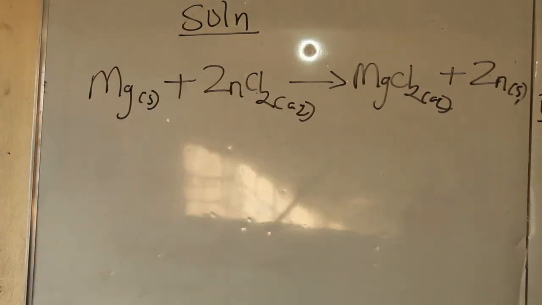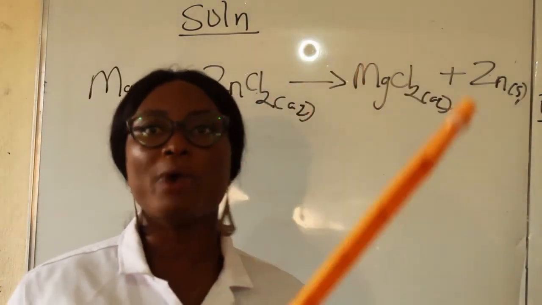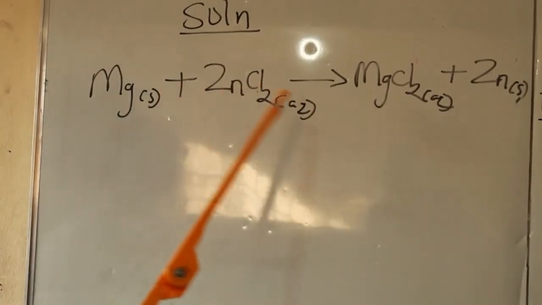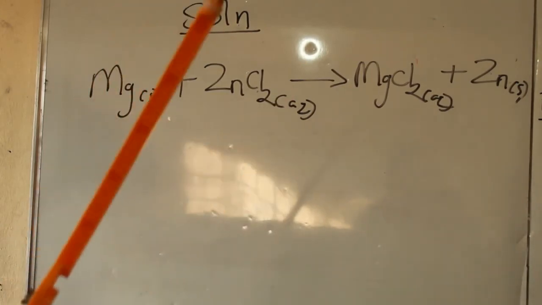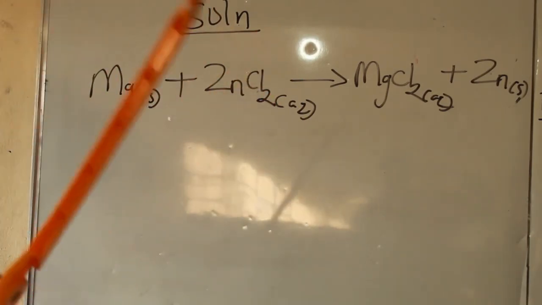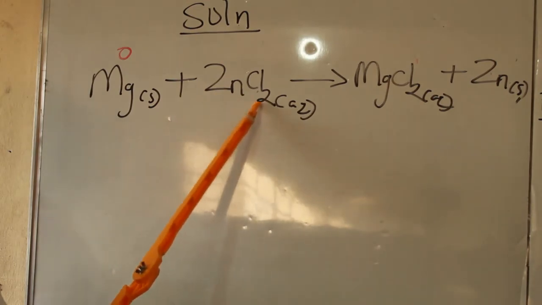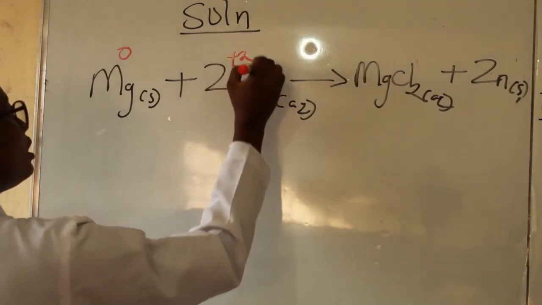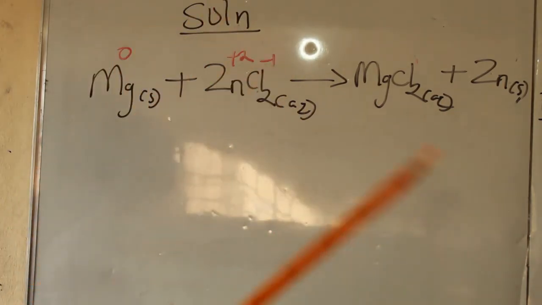Oxidation number. Let me remind you again. I told you in our last class that elements standing alone, that is uncombined states of elements, have oxidation numbers that are always 0. From this equation, you would notice that magnesium is standing alone, so its oxidation number is 0. Here, zinc is combined with chlorine, so the oxidation number of zinc here is +2. Chlorine here is -1. Use the method I used in calculating oxidation number to get them.